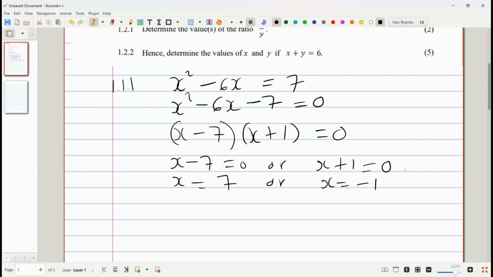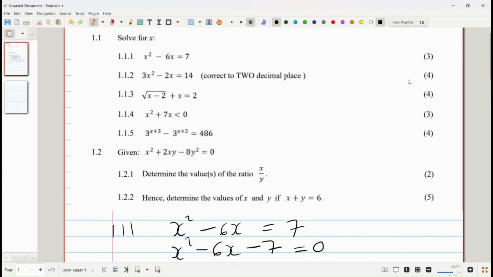So we are done with 1.1.1. The next one is 1.1.2. If you check, our equation is similar to what we have in 1.1.1, but the only difference is that here they gave us something. They say correct to two decimal places. So this is an indication that we have to use the quadratic formula.